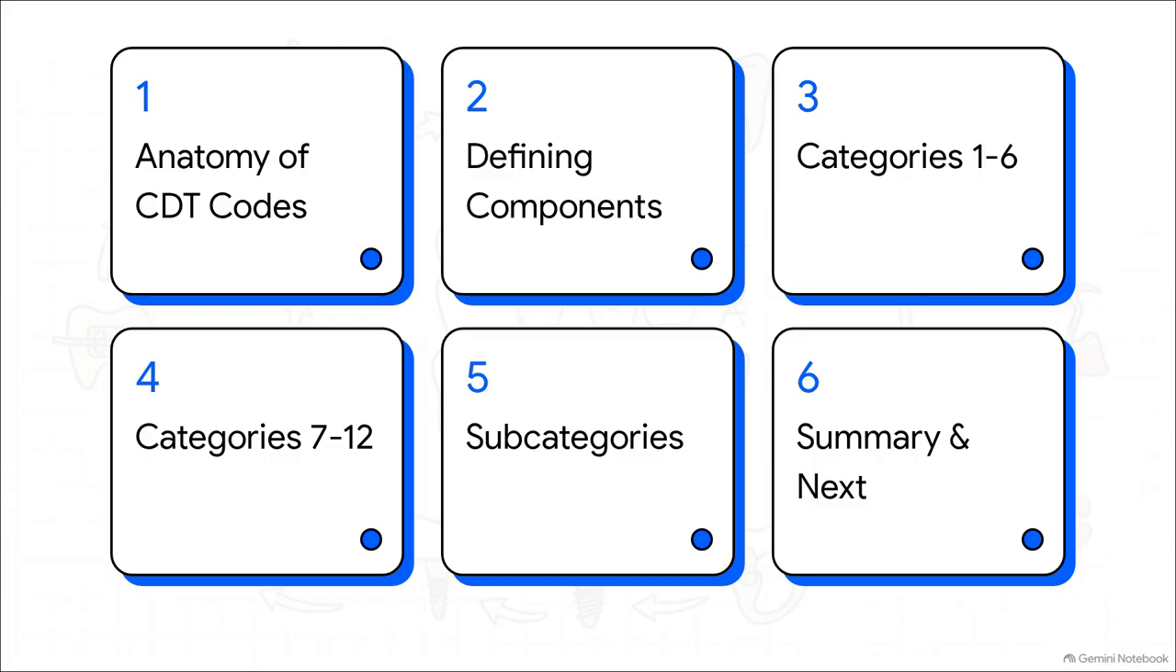First, we'll look at the anatomy of CDT codes. Next, we'll define those components. Then we're going to walk through categories of service 1 through 6, followed by 7 through 12. Finally, we'll talk about navigating subcategories and wrap up with a quick summary.